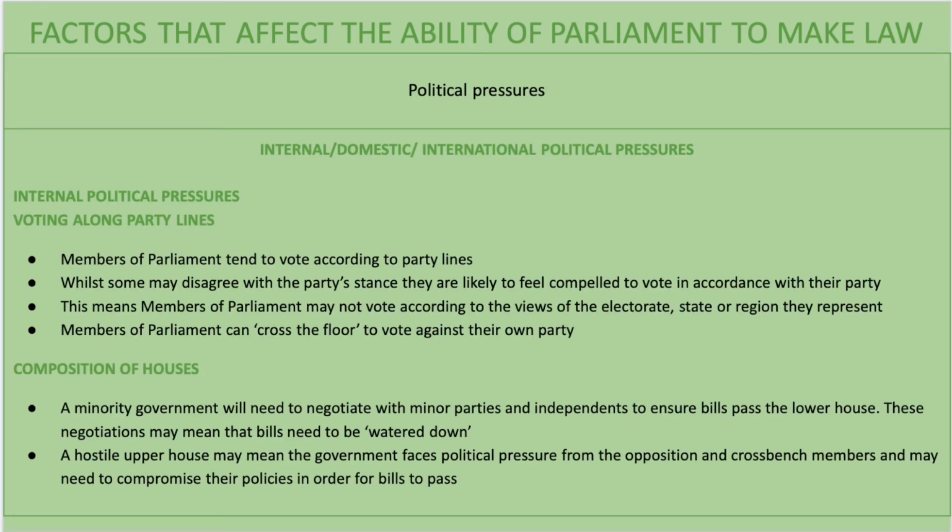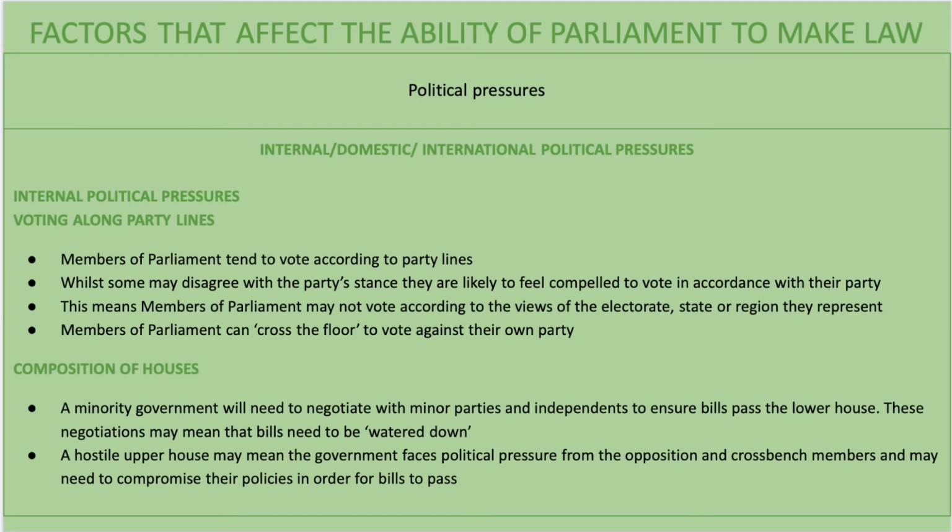Political pressures. There are internal, domestic, and international political pressures. For the purpose of this video, we'll be looking at internal political pressures. We'll begin by looking at voting along party lines. Members of Parliament tend to vote according to party lines. While some may disagree with the party's stance, they are likely to feel compelled to vote in accordance with their party. This means that members of Parliament may not vote according to the views of the electorate, state, or region that they represent. Members of Parliament can cross the floor to vote against their own party.